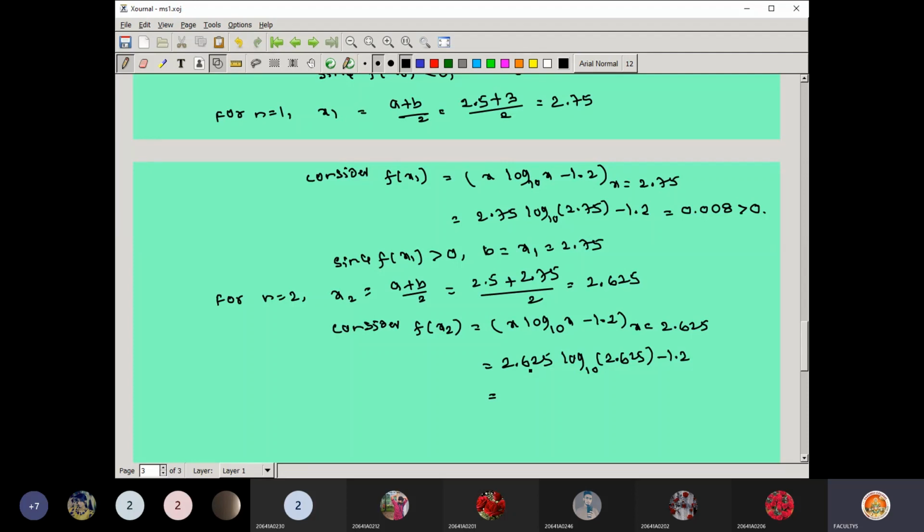What comes? 2.625 LOG button 2.625 bracket close minus 1.2, you are getting the answer minus 0.09. So here you are getting less than 0.